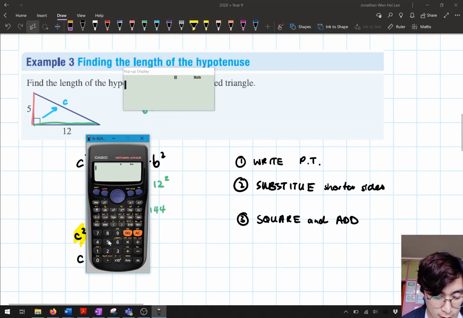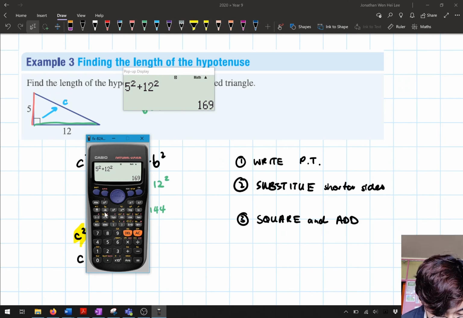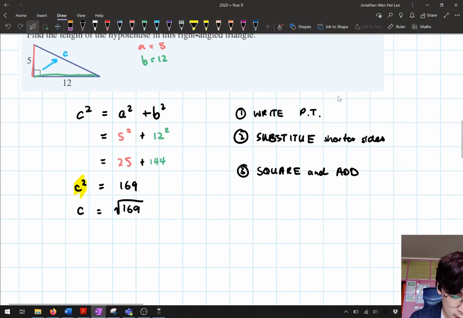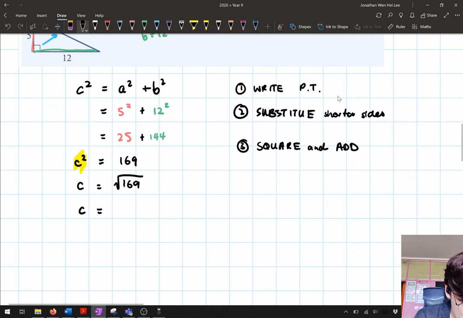So here I've got 5 squared plus 12 squared. That gave me 169. And now what do I need to do? I need to take the square root. Now the square root is just this little button over here. Now it's a bit hard to see because my calculator is quite small. This little button over here, I put the square root and I do square root 169 and I get 13. So here for this first example, I've got c is equal to 13.